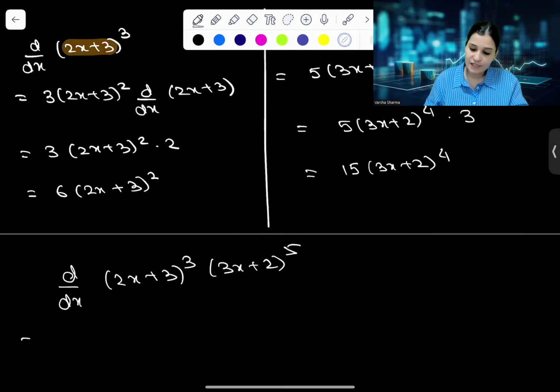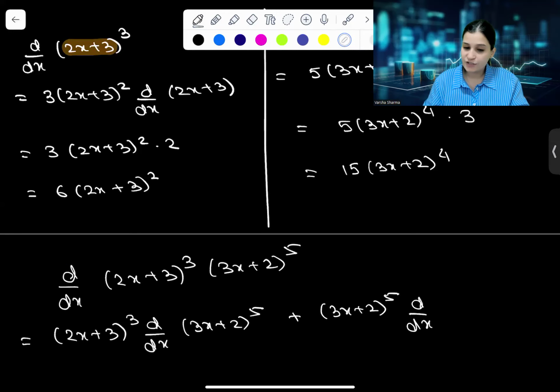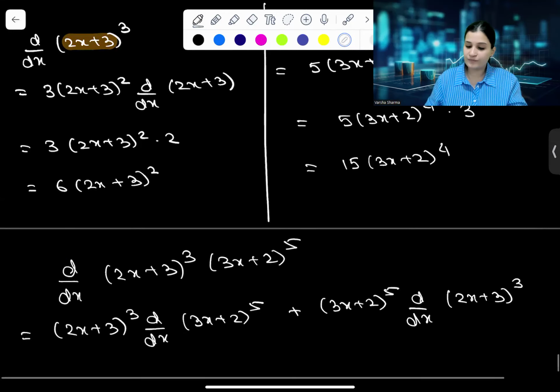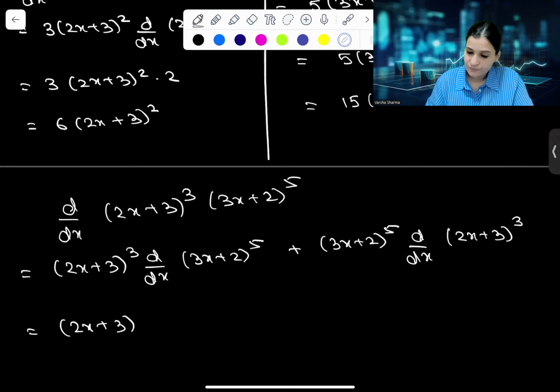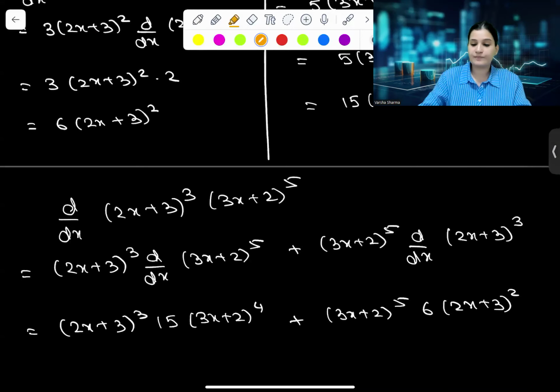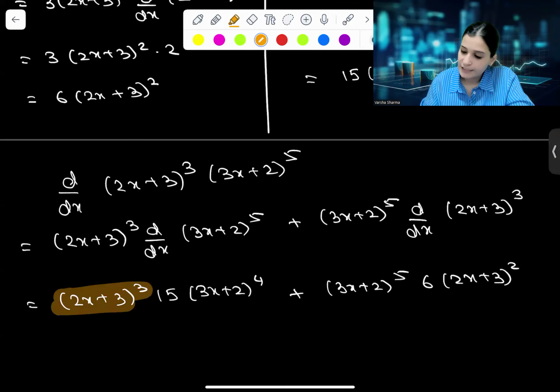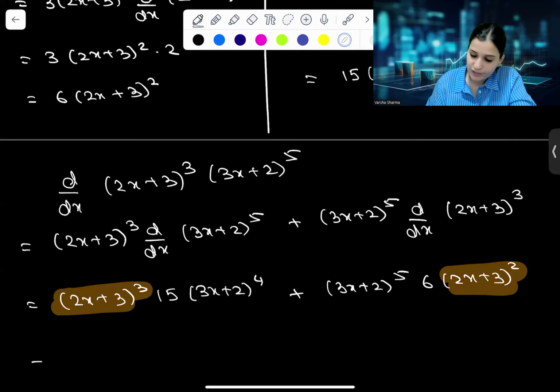So the actual sum is basically a situation of the product rule. Leaving 2x plus 3 whole cube, differentiate 3x plus 2 power 5. Leaving 3x plus 2 power 5, differentiate 2x plus 3 whole cube. So we put the values into the formula: 15 for the power 5, with 3x plus 2 power 4, plus 3x plus 2 power 5 times 6 into 2x plus 3 whole square. Any problem? No, ma'am. Now look, again taking common is compulsory because simplification is happening. Now this term is there 3 times here and 2 times here, so I can take 2x plus 3 squared common.